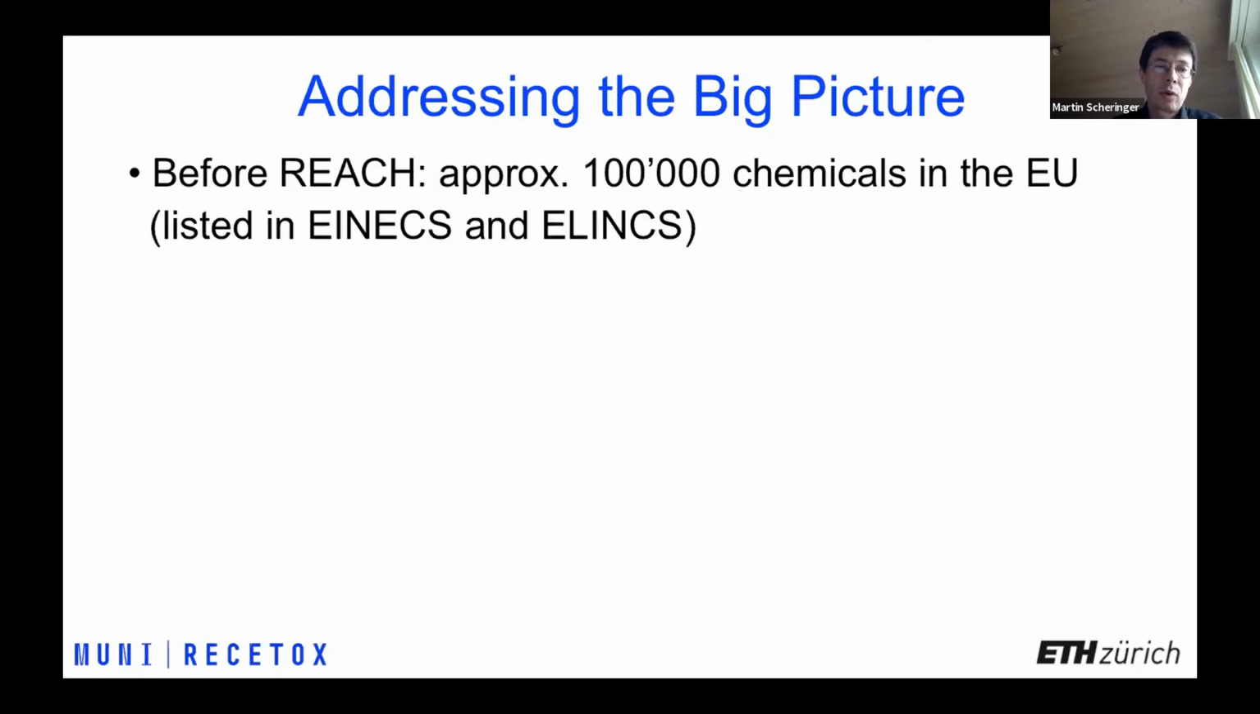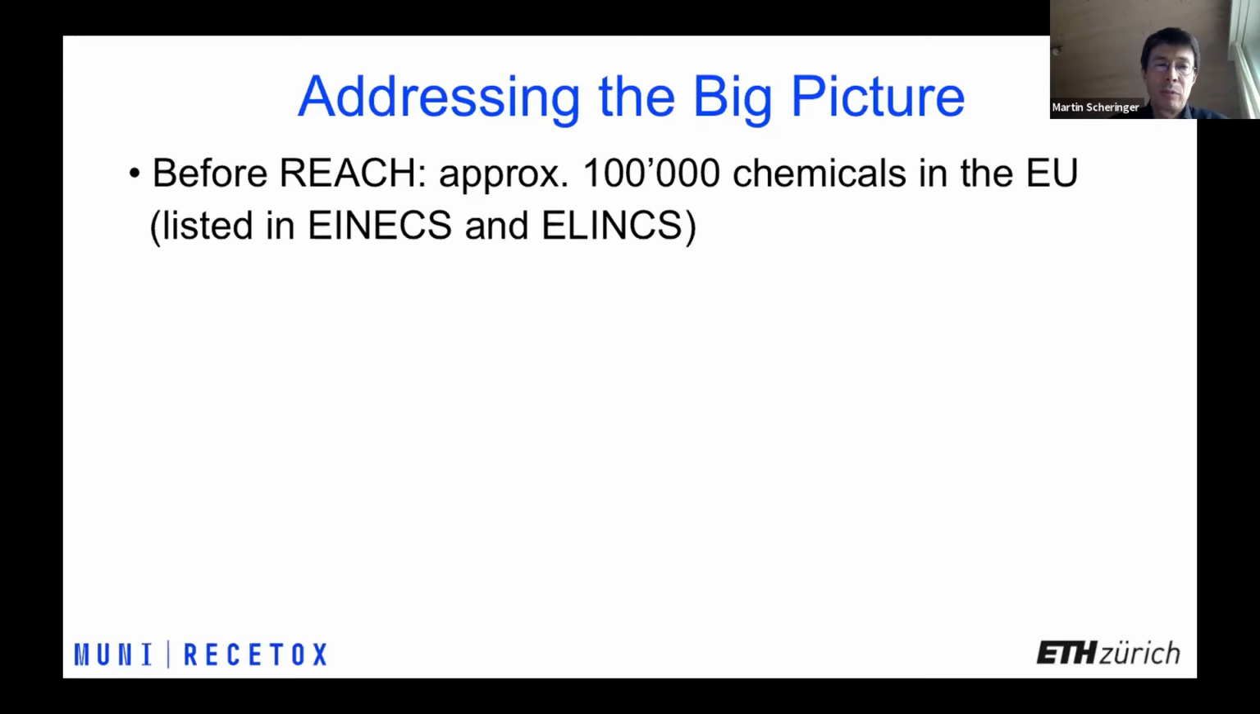Before REACH entered into force in the EU, there were lists of what was called the existing and the new chemicals, and the vast majority of all chemicals were existing chemicals. They were listed in an inventory called EINECS, and these were about 100,000 substances. And then there were another 5,000 to 6,000 new substances in ELINCS.